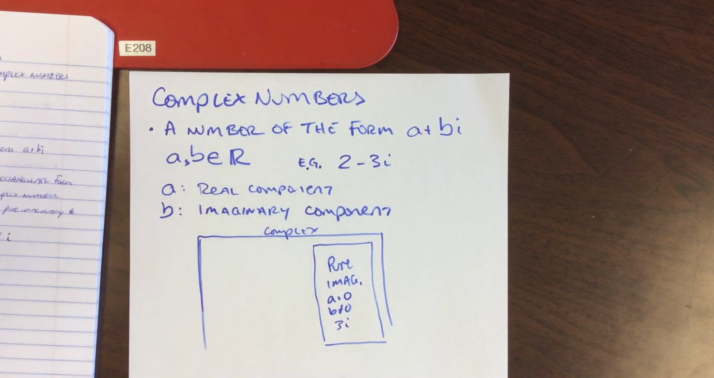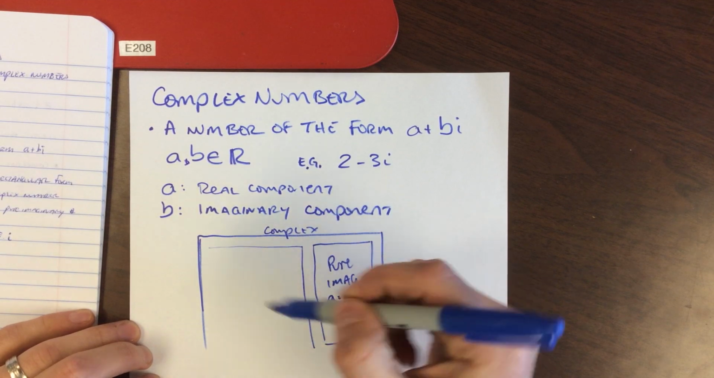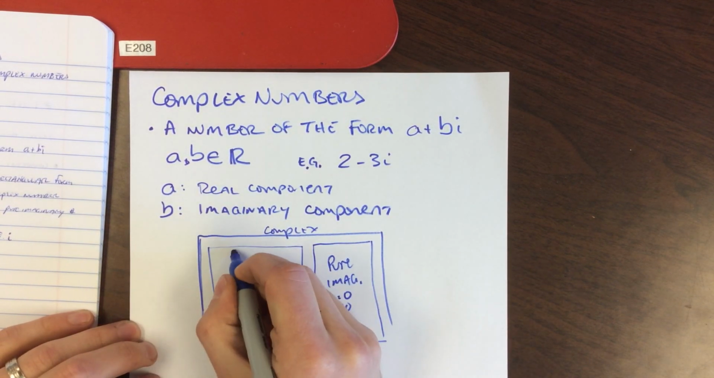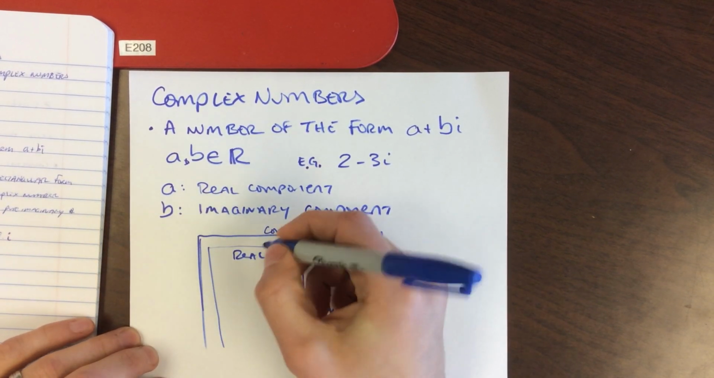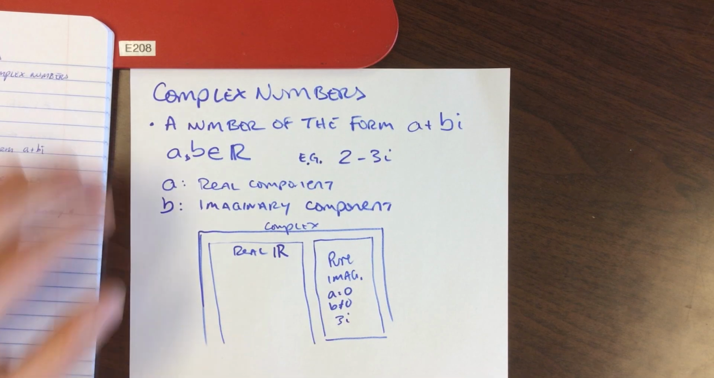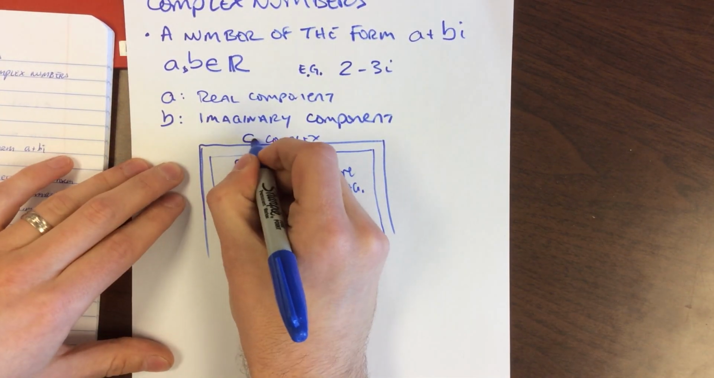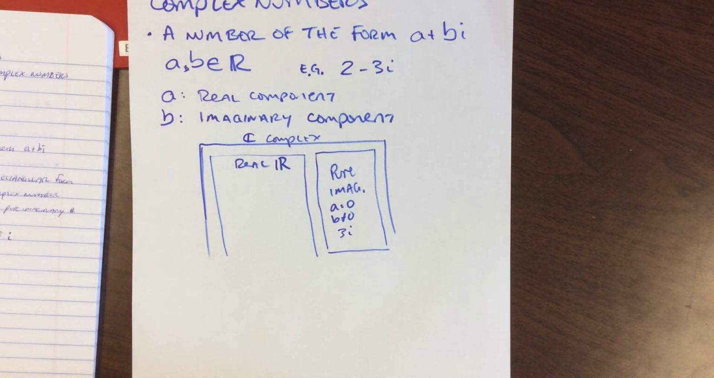We have our pure real numbers that we just refer to as our real numbers. We denote the real numbers with that double R. We can denote the complex numbers with a double C. You'll sometimes see that a double C is complex numbers.